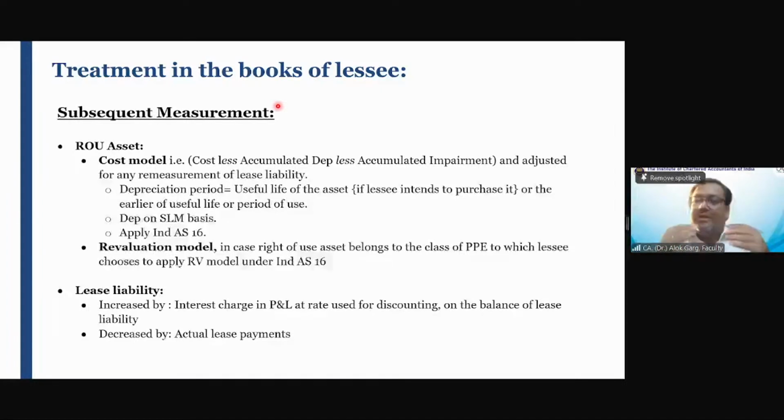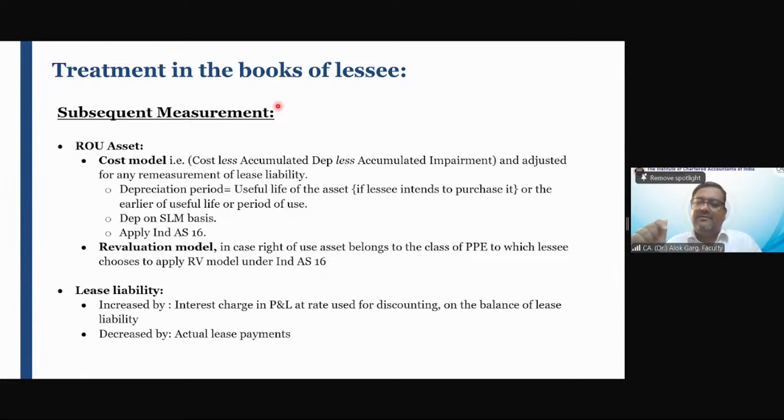So my non-cancellable lease contract is 5 lakh rupees per annum for a period of 10 years. Contractually, I am obligated to pay 5 lakh rupees per annum. And I have created my right of use asset on the basis of 5 lakh rupees per annum for 10 years. After 3 years, COVID came. For remaining 7 years, I need to pay 5 lakh rupees per annum. But the market rentals are 2 lakh rupees per annum.